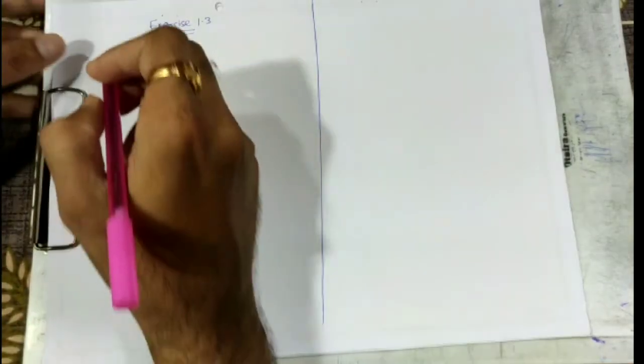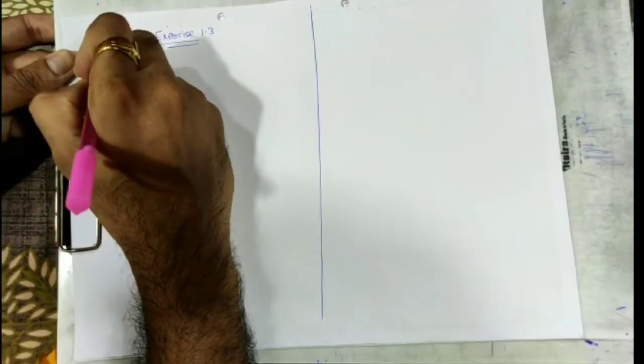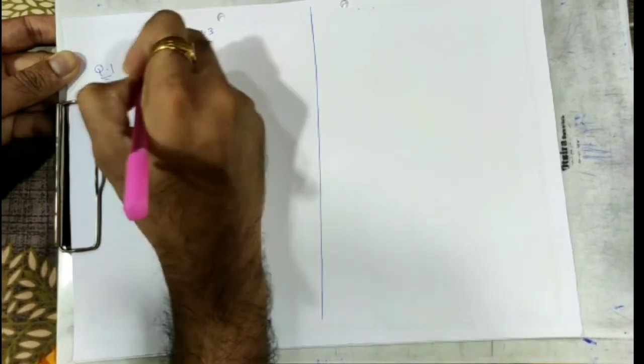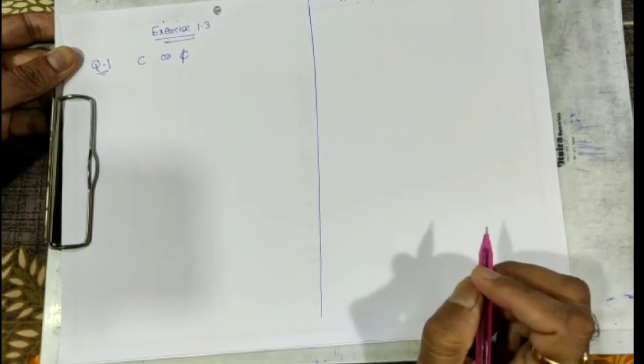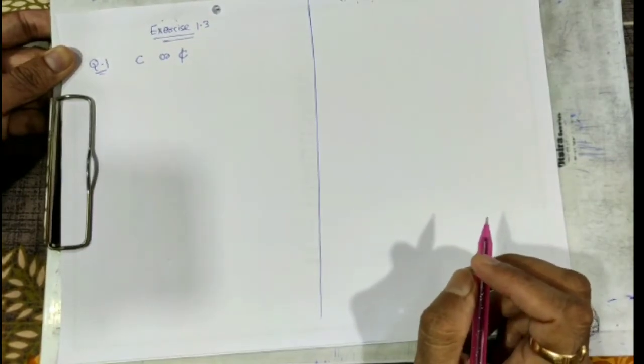Question number 1. Make the correct statement by filling in the blank spaces with the symbols subset or not subset. So you have to fill in the blank by using the subset or not subset symbol. First, fill in the blank.